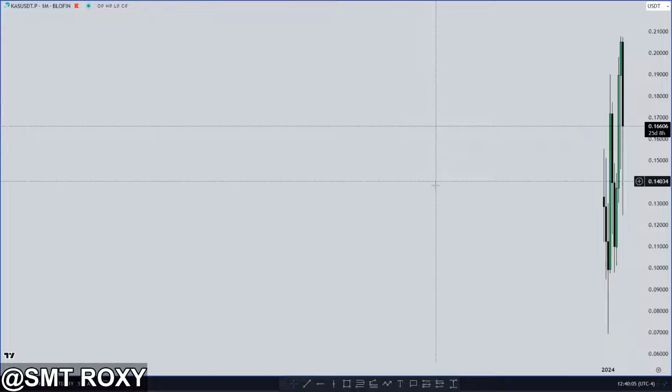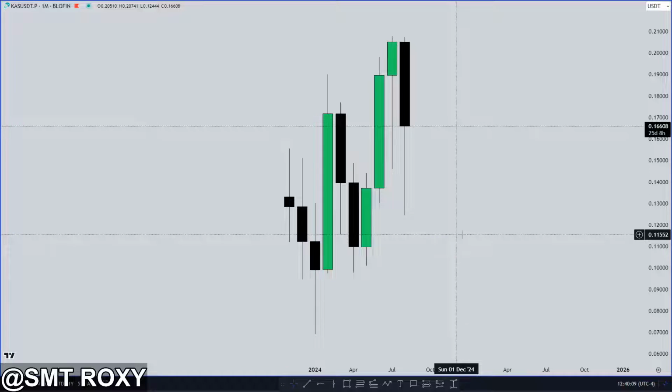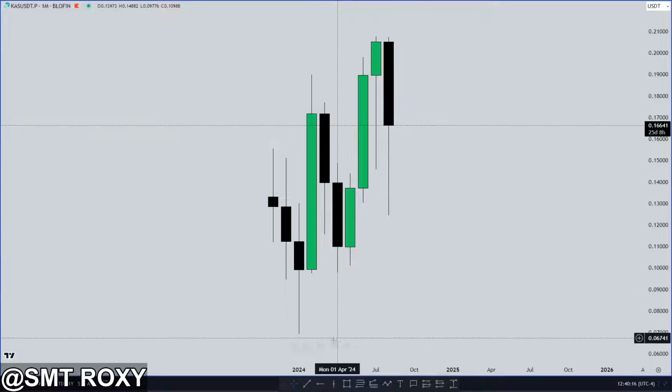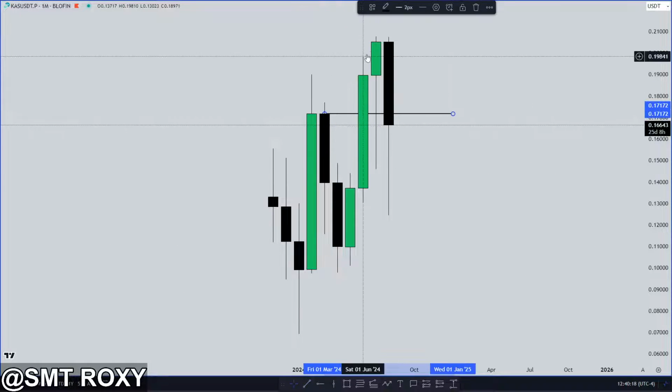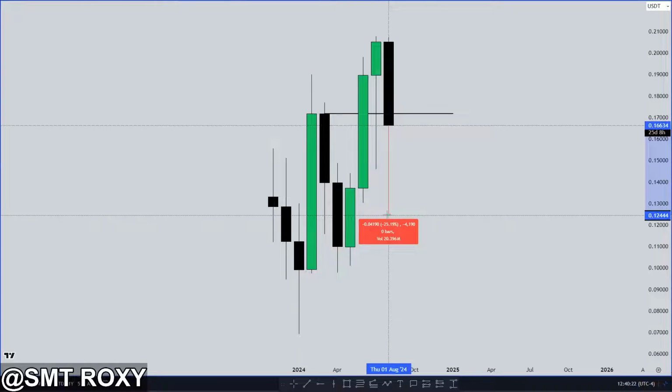Caspa, look at Caspa. Honestly, it doesn't have any fair value gaps. My main thing I trade is fair value gaps. But yeah, he said, ew. Yeah, it doesn't look the best, honestly. Caspa wicks are gnarly.